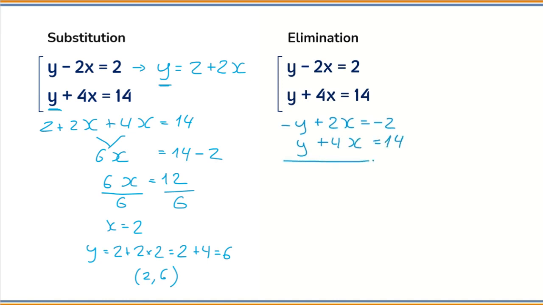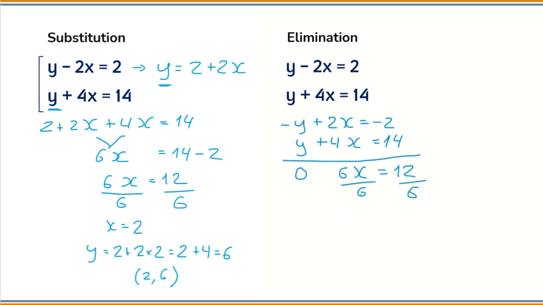Now I can add them together. Y minus y, 0. 4 plus 2, 6. X equals 12. If I divide by 6 both parts of the equation, 6 divided by 6 is 1, 1 times x is x, equals 12 divided by 6, which is 2.